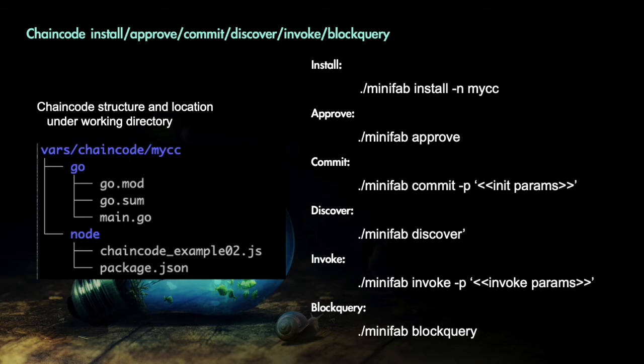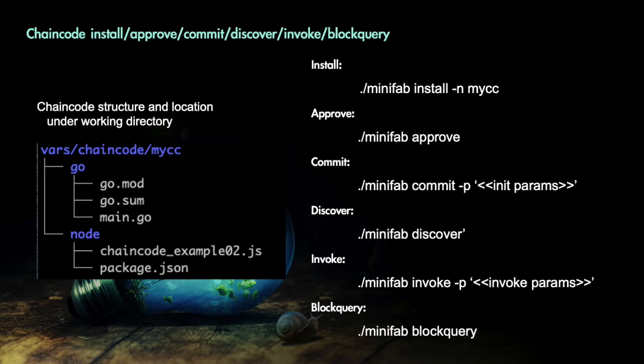You can certainly just have one implementation using either Go, Node, or Java. This structure is required by Minifabric. Otherwise, Minifabric won't be able to find the chaincode you like to install. Once you place your chaincode in the right directory and the structure, you can run the install command with a name by using the -n option.